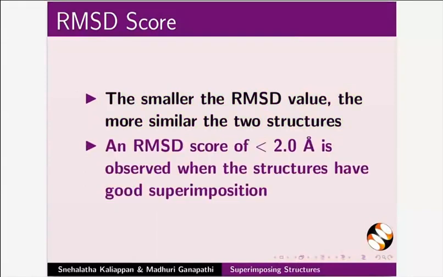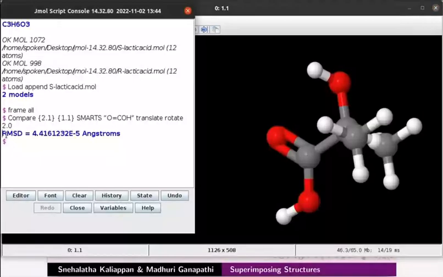An RMSD score of less than 2.0 angstroms is observed when the structures have good superposition. Here, the RMSD score of 4.41 angstroms indicates the structures are similar. The RMSD score can vary slightly for the learners.